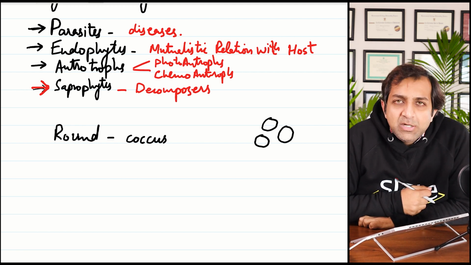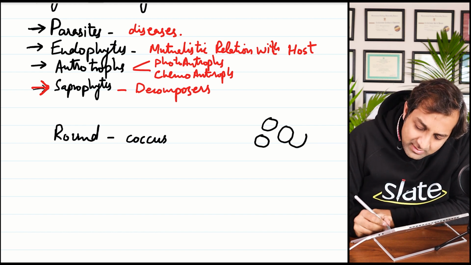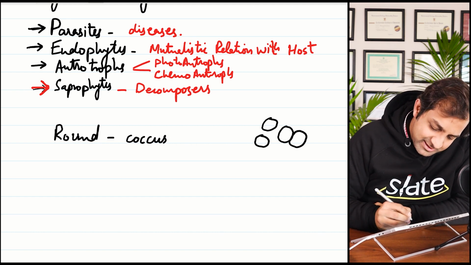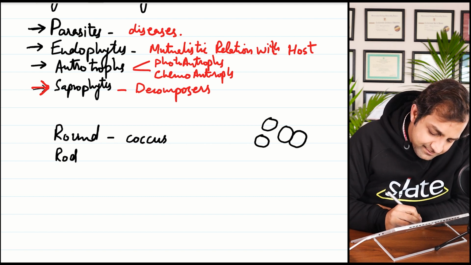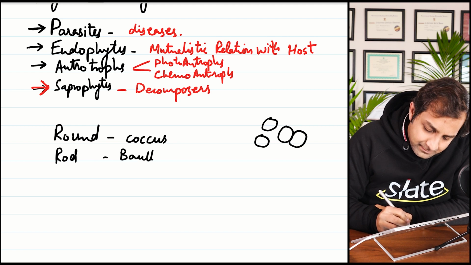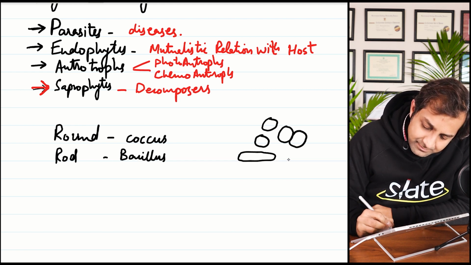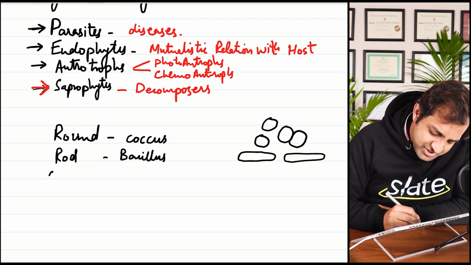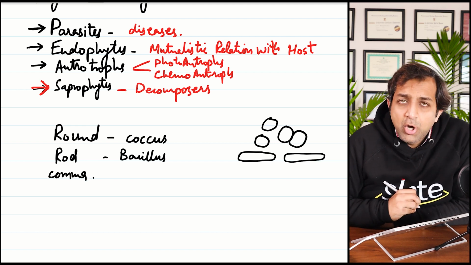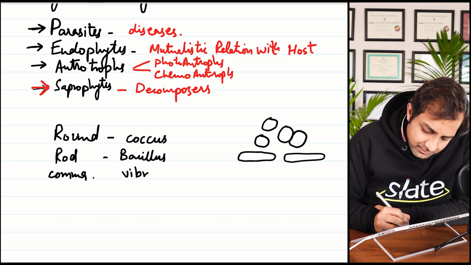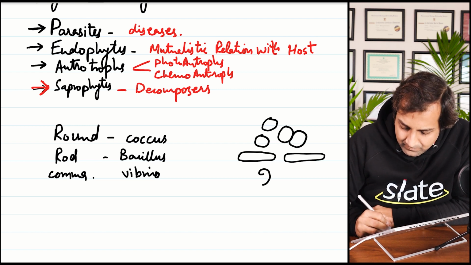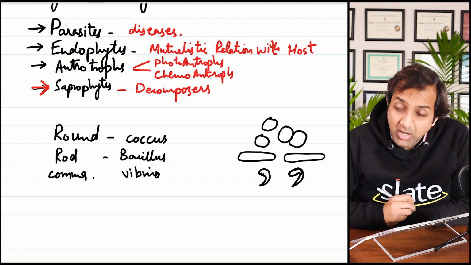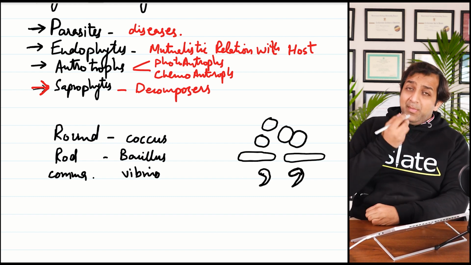So, round bacteria, they are called coccus. If these round bacteria are found joining together, they are called diplococcus. If these bacteria are rod shaped, they are called bacillus. Again, diplobacillus, tribacillus. If they are comma shaped, then they are called vibrio. Vibrio cholerae is one of the famous examples of this type.